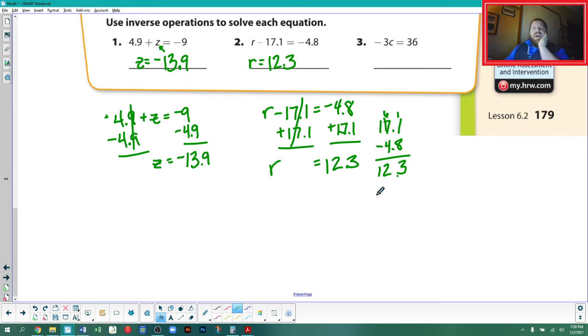The last one we have here, I've got negative 3c equals positive 36. What's happening to c? It's being multiplied by negative 3, so I'm going to divide by negative 3 to undo that. And that's going to give me a negative 12. And there we go. Awesome.